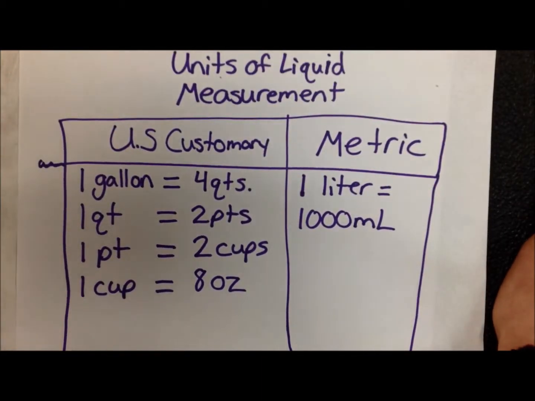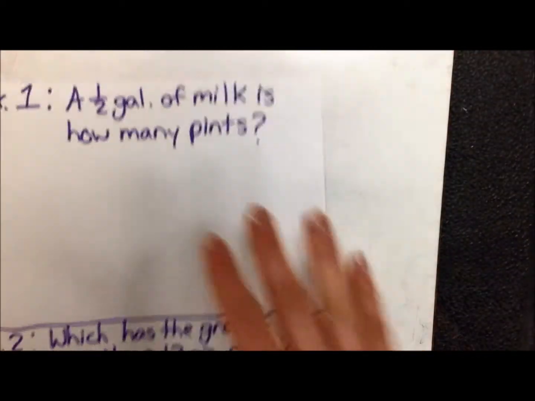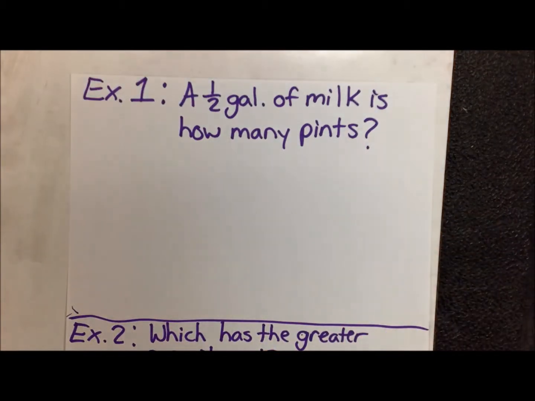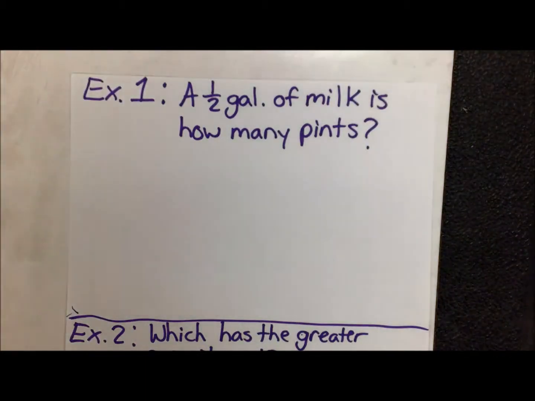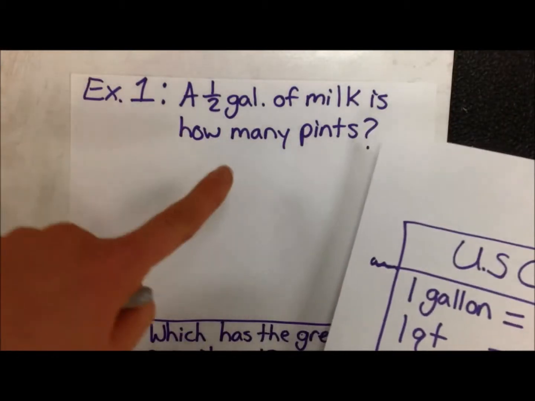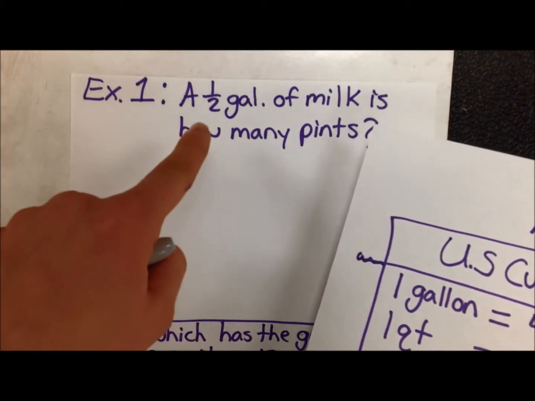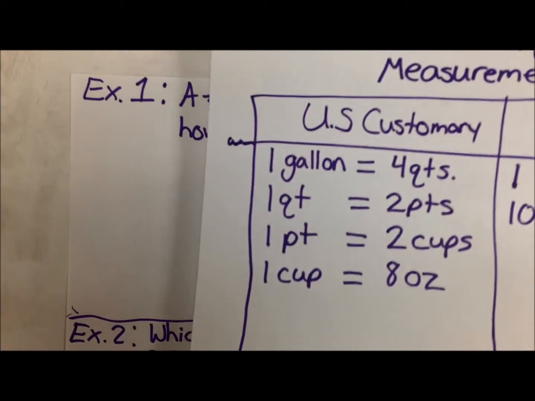If you would like to follow along in the book, it is on page 405. So we'll start with example 1, which says, a half gallon of milk is how many pints? We can answer this by looking at our conversions, and we need to find how many pints are in a half gallon. So what we can do is start with what we know.